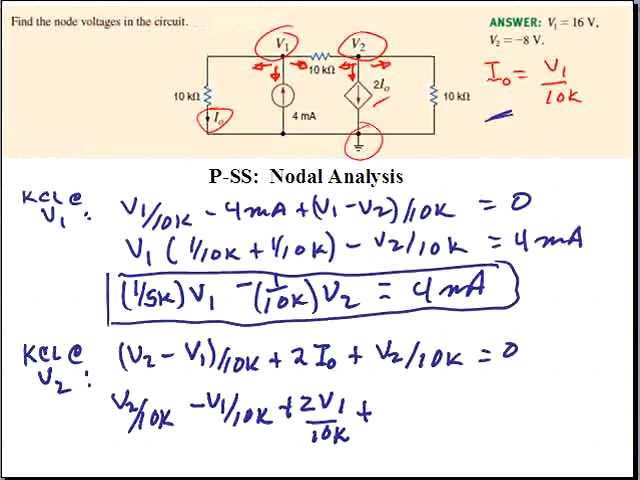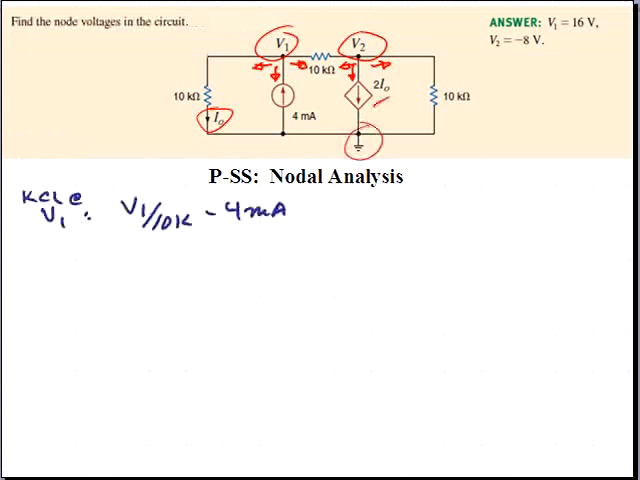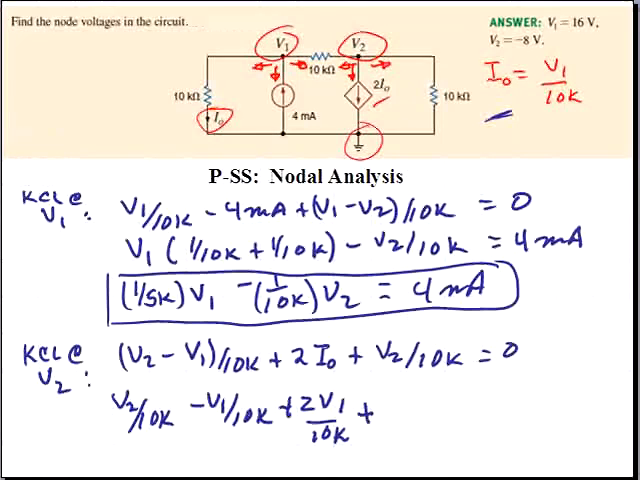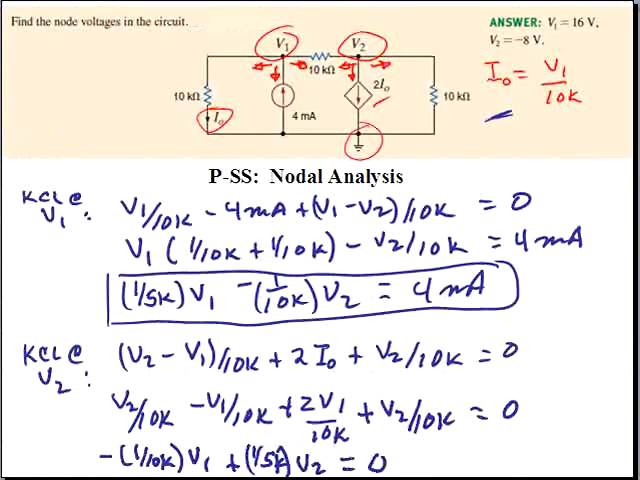Plus V2 over 10K is equal to 0. Or condensing this, we have minus 1 over 10K V1 plus 1 over 5K V2 is equal to 0. And that is our second node voltage equation.